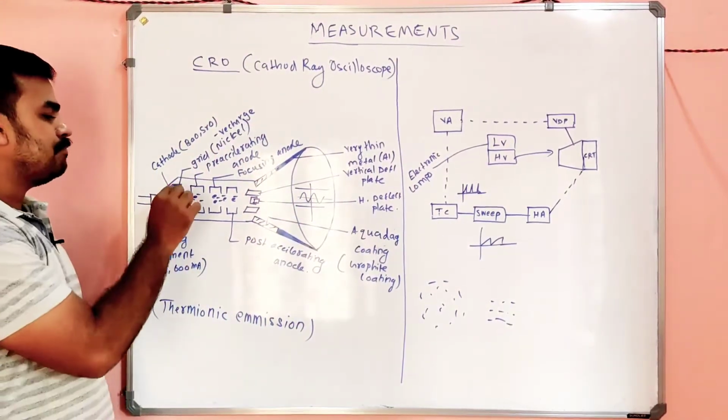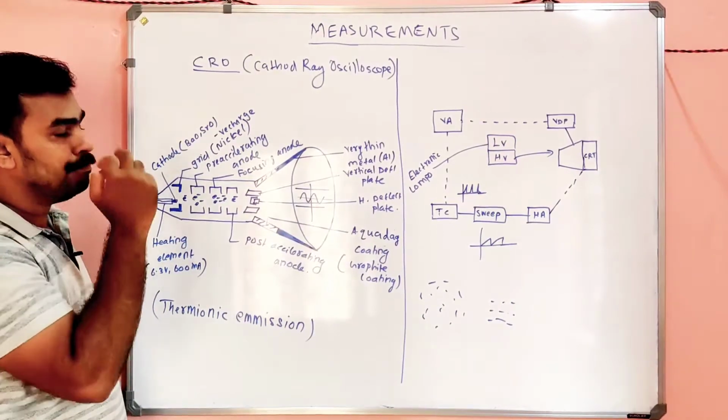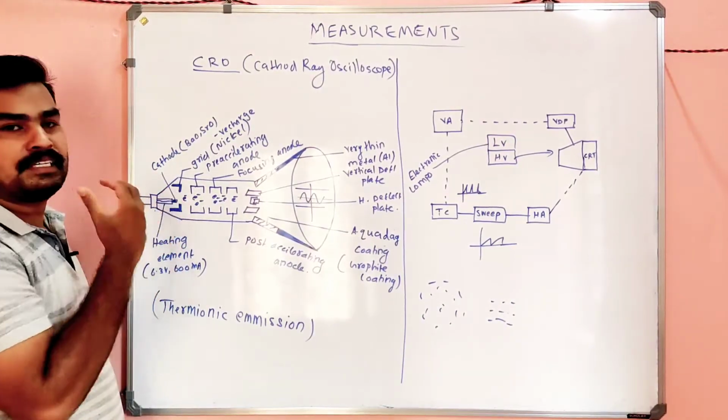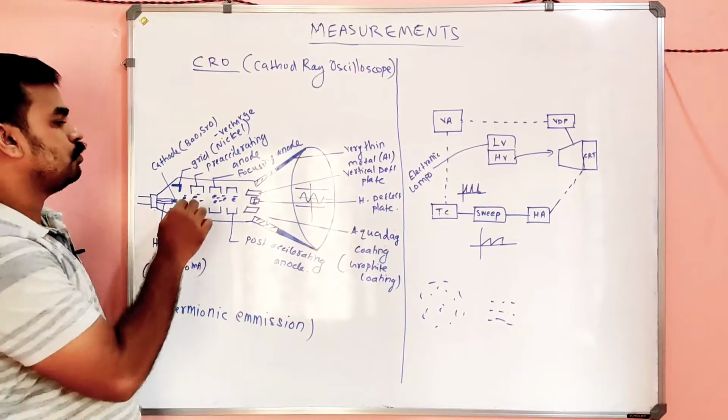After the grid, the electrons form the beam-like structure. After that, the speed will be reduced, right? So what will it do?